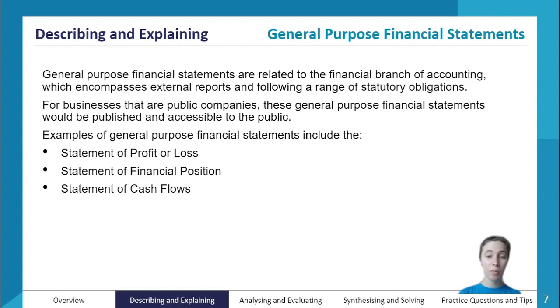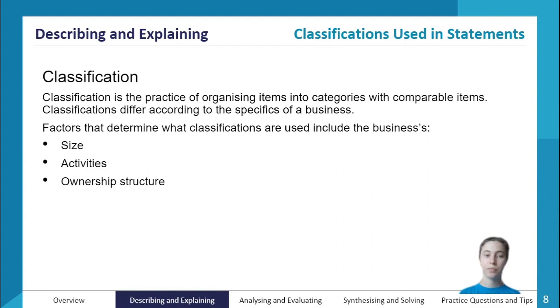Examples of general purpose financial statements are just the ones that you're familiar with at school from what you would have learnt in accounting already: the statement of profit or loss, the statement of financial position, and the statement of cash flows as well. Now, classifications are used in statements, and these organize the information, organizing items into different categories with comparable items. So items that are similar in some way and can be compared.